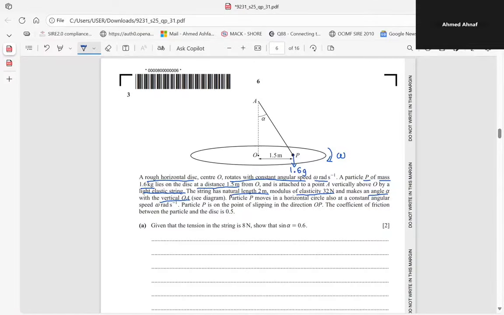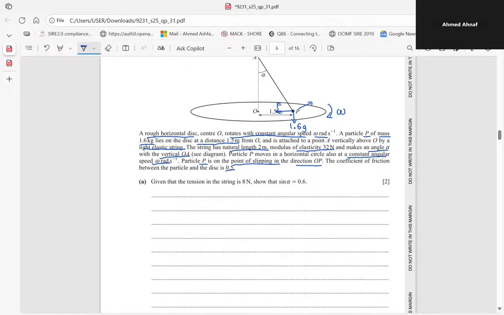Particle P moves in a horizontal circle, also at a constant angular speed omega radians per second. We're told that particle P is on the point of slipping in the direction OP. That means it's about to slip outwards, so the friction must be acting towards O. The coefficient of friction between particle and disk is 0.5. For the first part, given that the tension in the string is 8 newtons, we have to show that sine alpha is equal to 0.6.